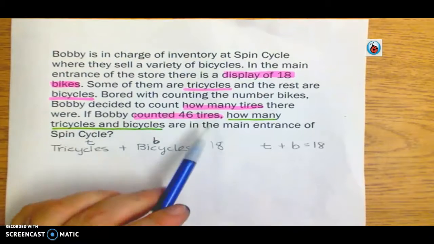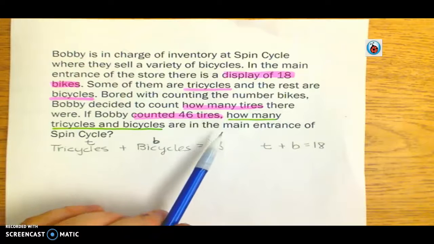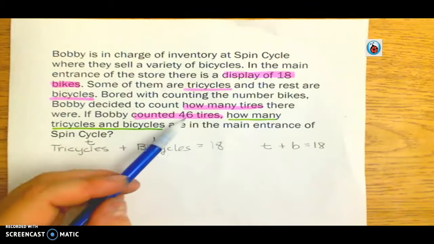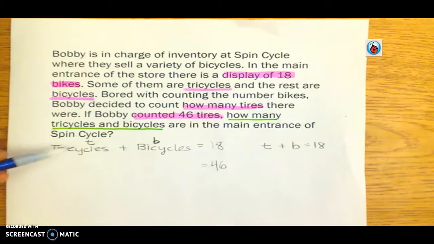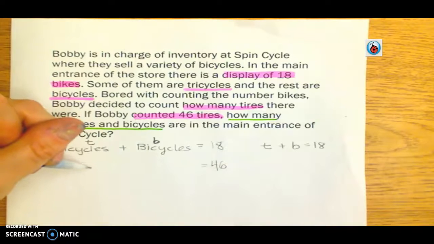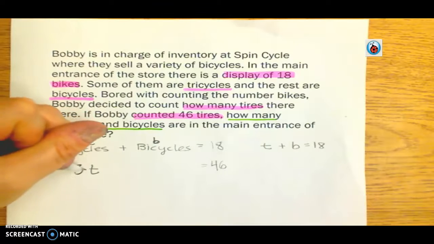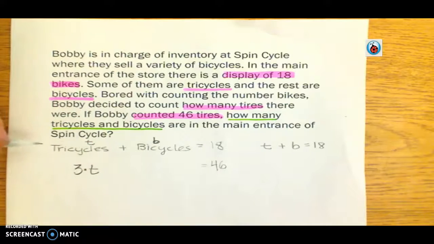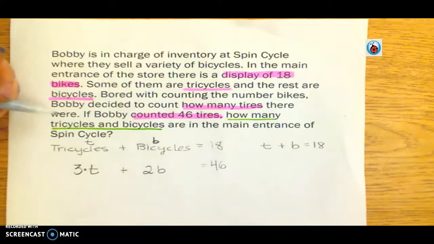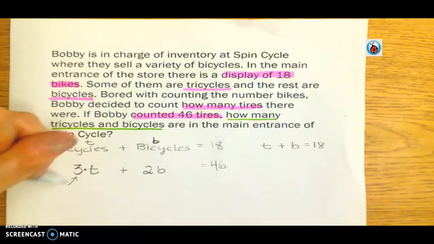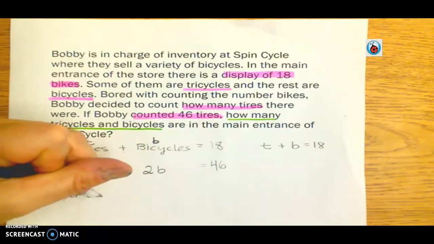Now the other thing that he told us is that we're talking about tires. It doesn't come out and tell us this, but he counted a total of 46 tires. Anytime we have a total, that's our end result, right? If I have 5 tricycles, how many tires do I have? Well, a tricycle has 3, so I'm going to do 3 times the number of tricycles. That will tell me how many tires there are. And a bicycle has 2 wheels. So there's my new equation: 3 wheels per tricycle, 2 wheels per bicycle.